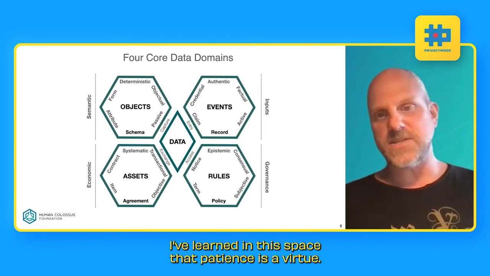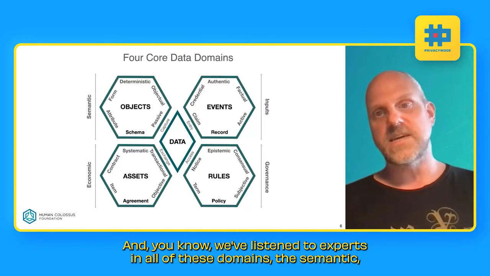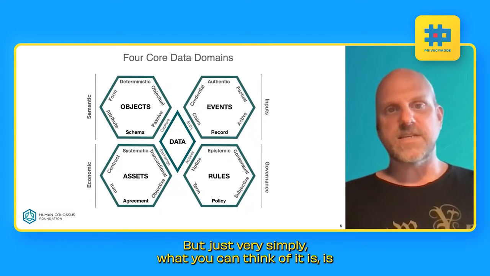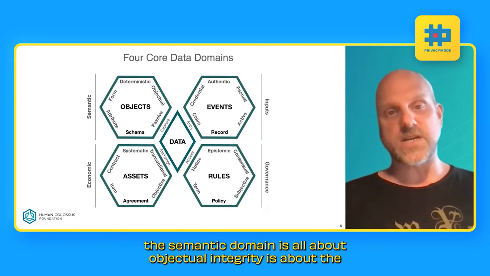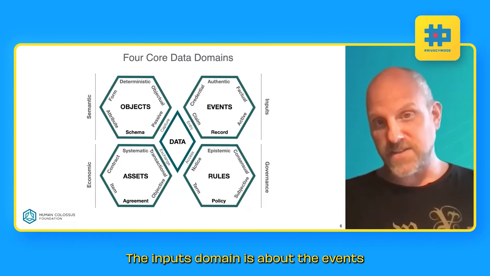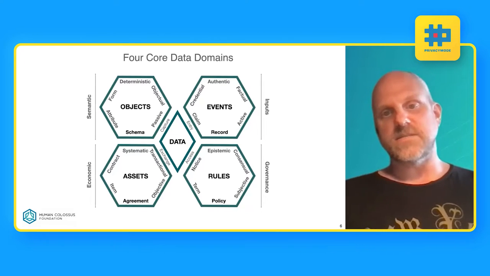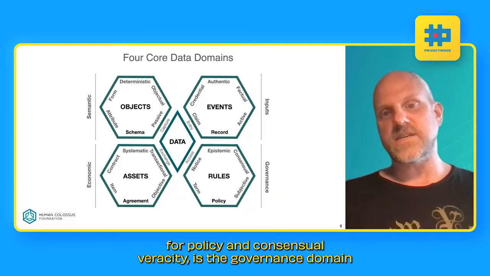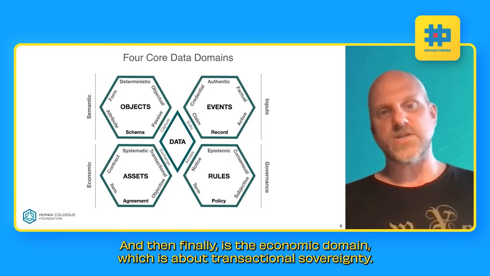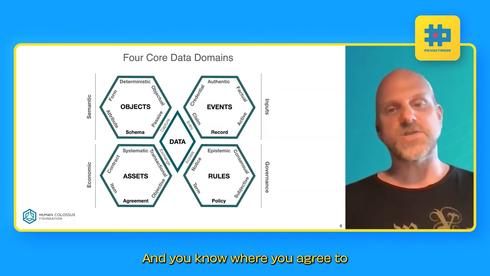I've learned in this space that patience is a virtue. And we've listened to experts in all of these domains: the semantic, inputs, governance, and economic domains. But just very simply, you can think of it this way: the semantic domain is all about objectual integrity, about the objects in the system. The inputs domain is about the events and the factual authenticity of events in the system. The governance domain is about the rules for policy, and consensual veracity. And finally is the economic domain, which is about transactional sovereignty, where you agree to data sharing and consent.